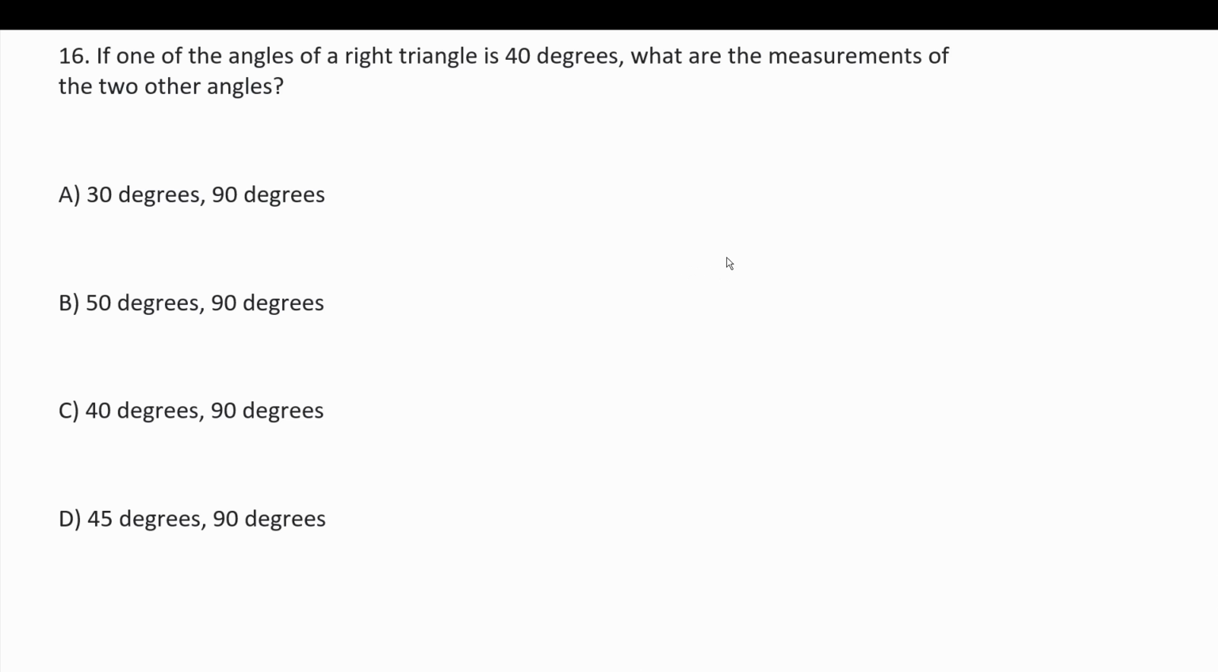All right, number 16 says, if one of the angles of a right triangle is 40 degrees, what are the measurements of the other two angles? So let's go ahead and draw a right triangle very quickly. We know one of the angles in this triangle is 40 degrees, so let's call this one 40 degrees. A right triangle always has an angle that's 90 degrees. And so that leaves us with one unknown angle, which I'm going to call x.